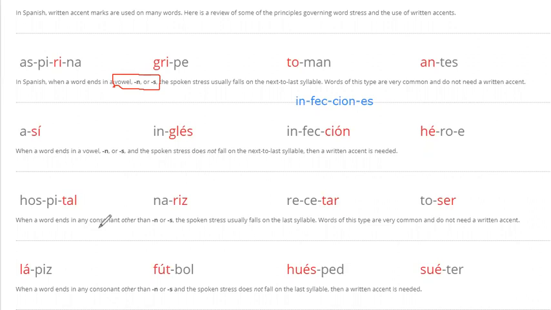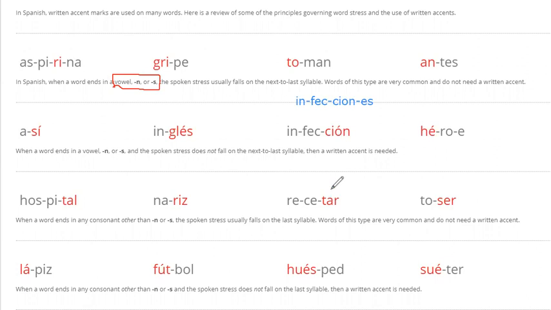If it breaks that rule, then we're going to write a written accent mark. So hospital. The last syllable is stressed, and it ends with an L. That's not a vowel, that's not an N, that's not an S. And since it is the stress, if it's one of those words, the stress should be on the last syllable. It is, so there's no need to write an accent mark. Nariz, this is not a vowel, N or S, so the rule is it should be on the last syllable. It is, that's where the stressed syllable is. And because of that, we don't write an accent mark.